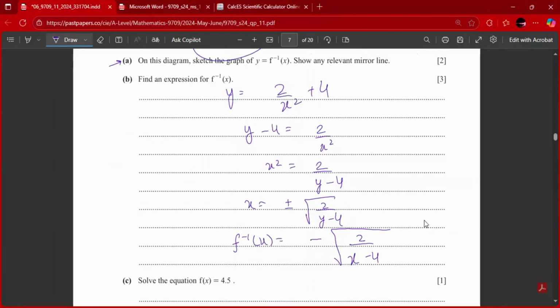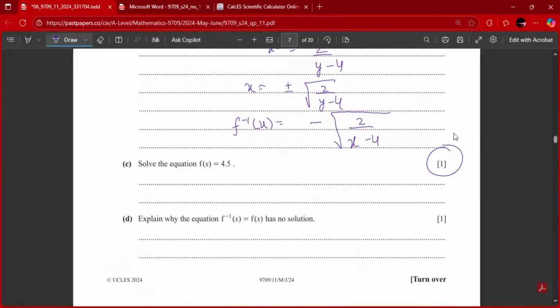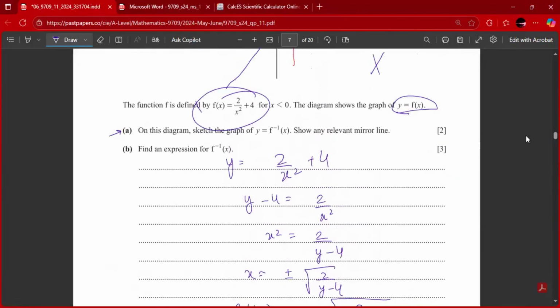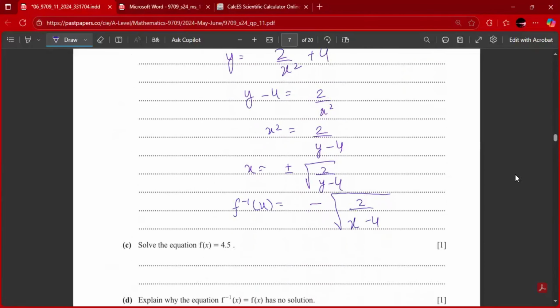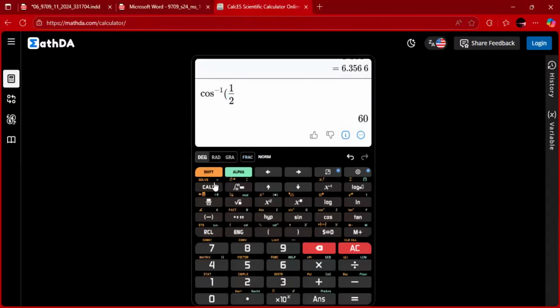Now the next part. Solve the equation. 1 mark? Seriously? Okay. When f of x is 4.5, meaning we're given the value of y, that means using the calculator. Click square.